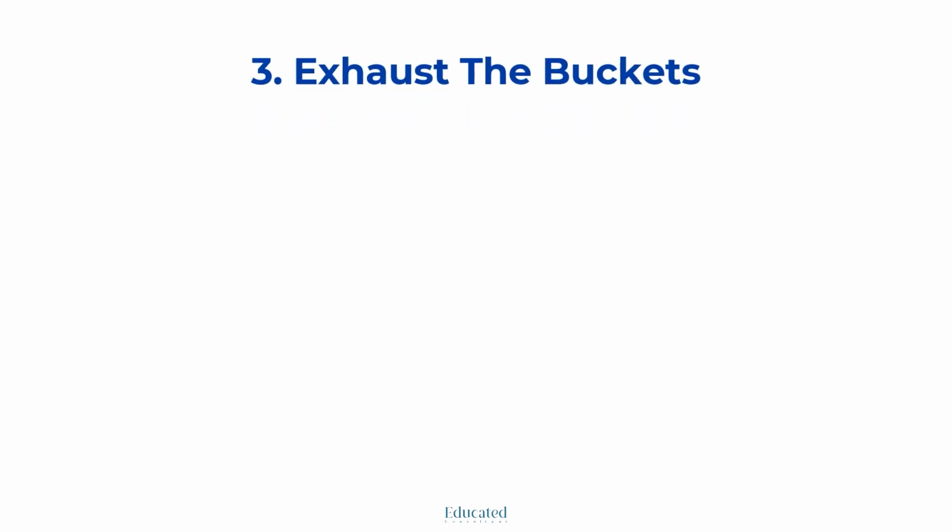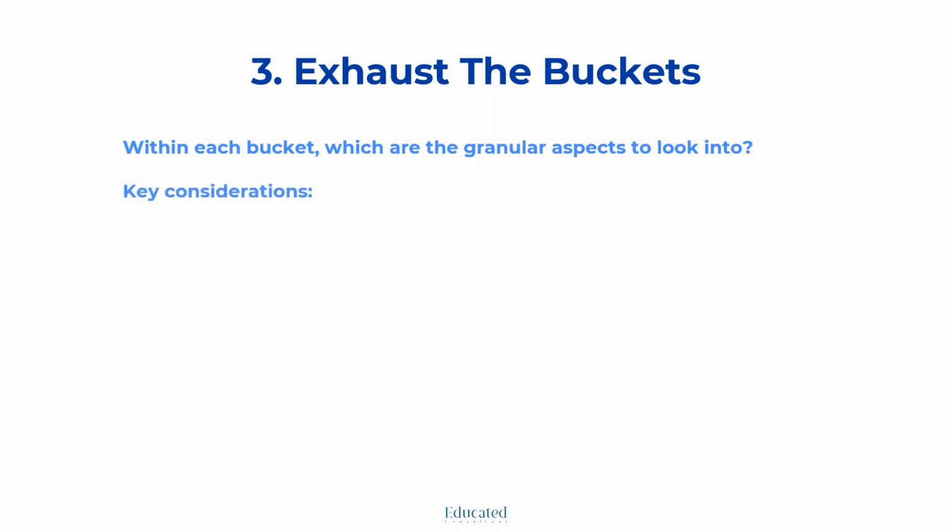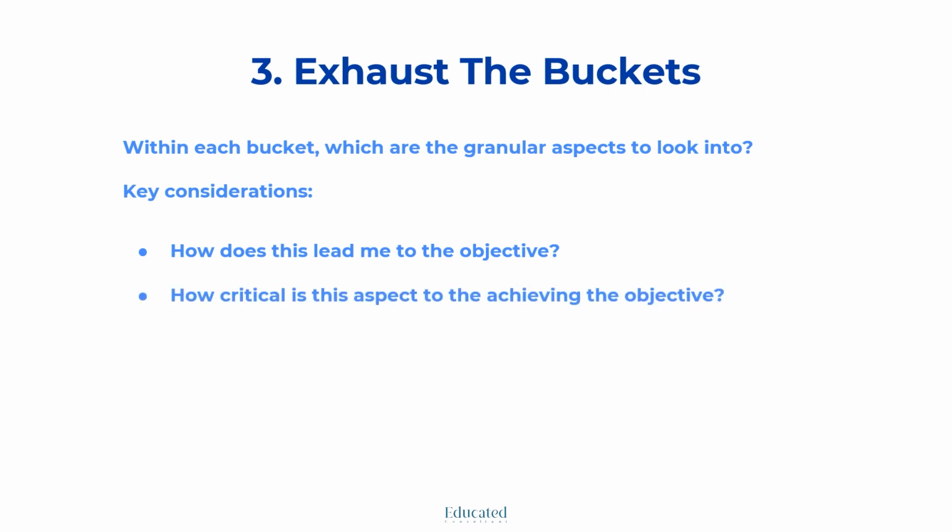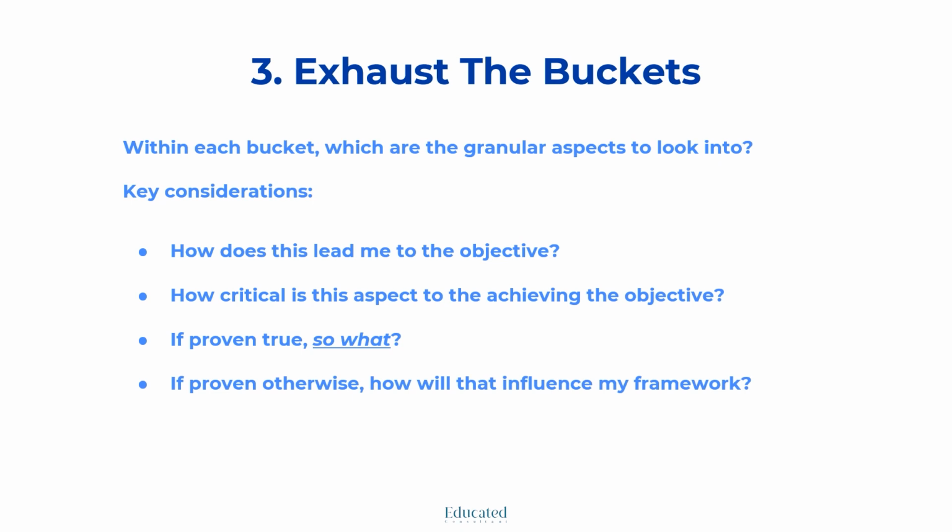The final step in creating a framework is to exhaust the buckets you have chosen. This means you must decide which granular aspects of the bucket you think are relevant and want to investigate. When determining what these specific areas are, you should consider some key factors. 1. Understand how this aspect leads to your objective. 2. Understand how critical this aspect is to achieve your objective. 3. Understand if this area is proven to be what you believe it might be. Where does this lead you? 4. Understand that if this area unearths information you weren't expecting, you must be adaptive and flexible within your framework to pivot to another area.